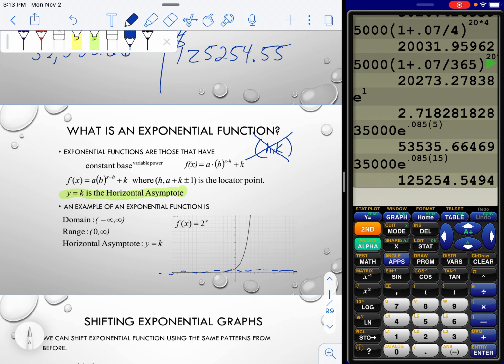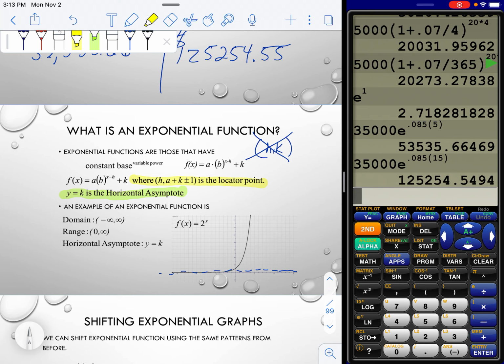All right, so when we talk about the locator point, highlighted here in yellow, it gets kind of tricky because the a value plays a factor, and then the direction. If the a value is negative, that flips the whole thing upside down. Then we're shifting to our horizontal asymptote, everything's below it, so we're going down one from that.